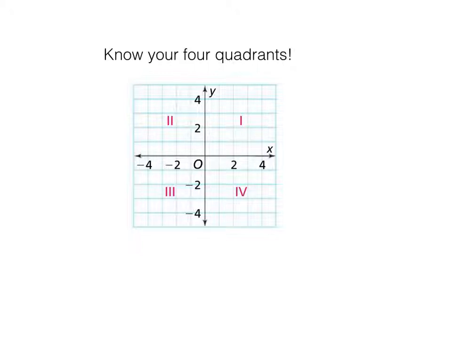Last but not least, it's very important that you know your 4 quadrants. We've learned these before, but just as a review, we know that the quadrant that we used in elementary school with all positives is quadrant 1. From there, we just work backwards or counterclockwise. This is quadrant 2, this is quadrant 3, and this is quadrant 4.